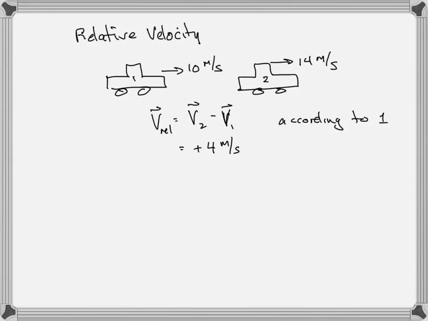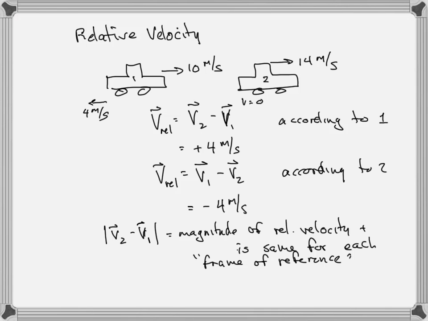Car 1 will say car 2 is going 14 meters per second relative to the road, but relative to me, car 2 is going 4 meters per second faster than me. Car 2, on the other hand, would say v relative is v1 minus v2, according to 2. So the magnitude of the relative velocity is the same for each car. Each car sees the same relative velocity. Car 1 sees car 2 going away at 4 meters per second. Car 2 sees car 1 going away at 4 meters per second.